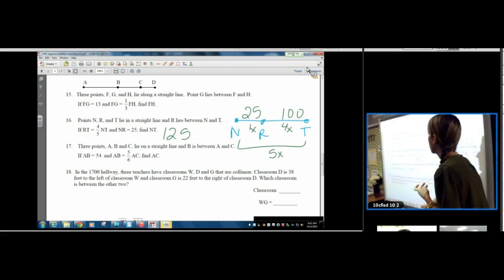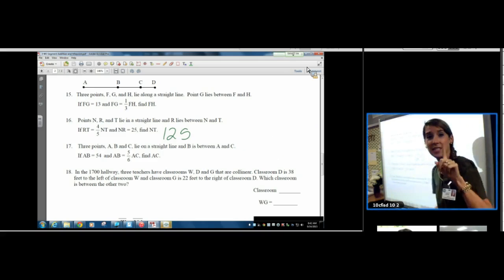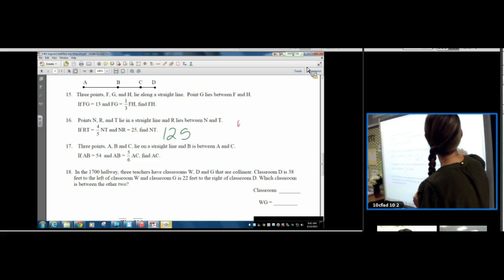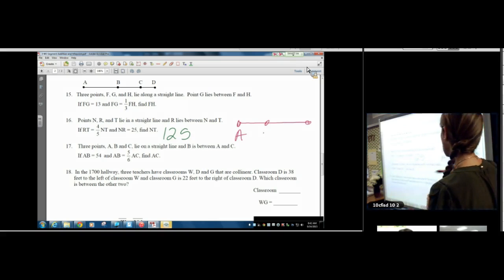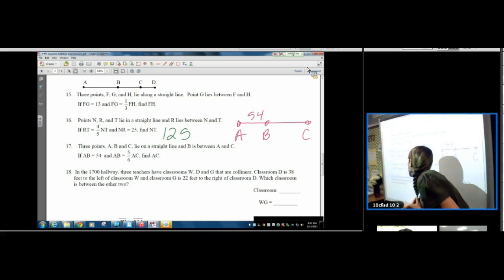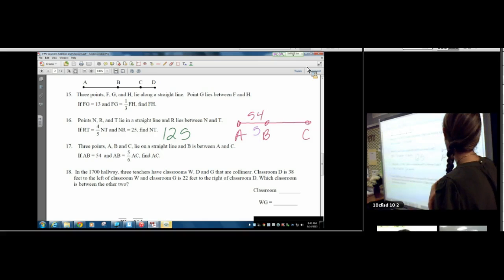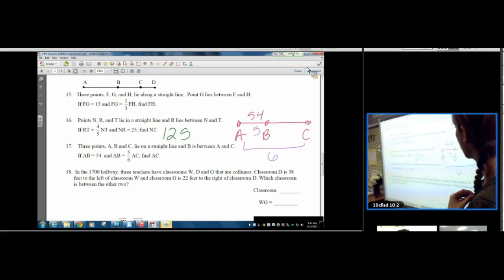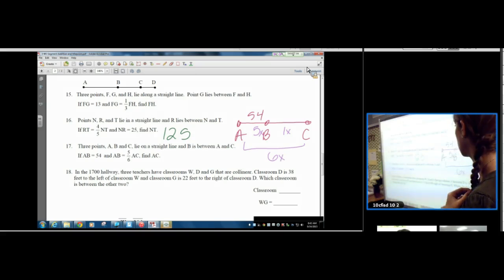Okay, last one of these, 17. Same story, different numbers. Y'all are not allowed to miss this on the quiz tomorrow because I did so many of them. Okay, A, B, C. AB is 54, and AB is 5/6 of AC. So AB gets the 5 and AC gets the 6. So this is like 5x, and this is like 1x, and this is 6x. We're trying to find AC.